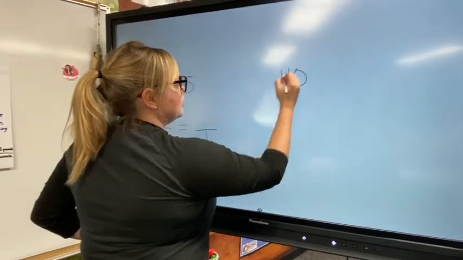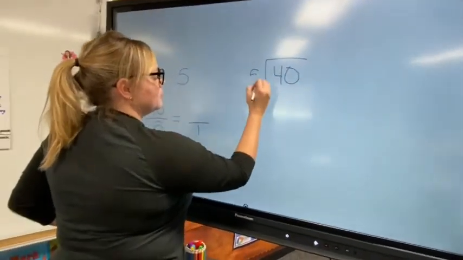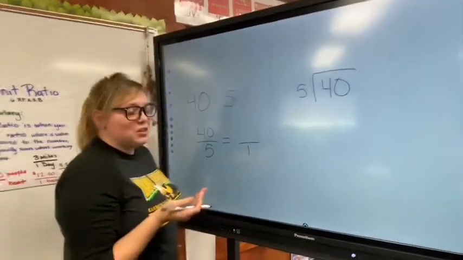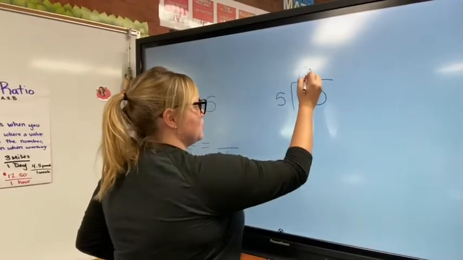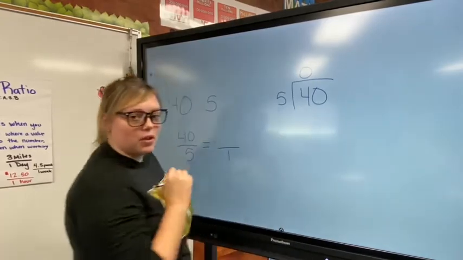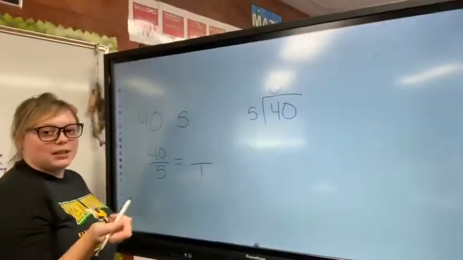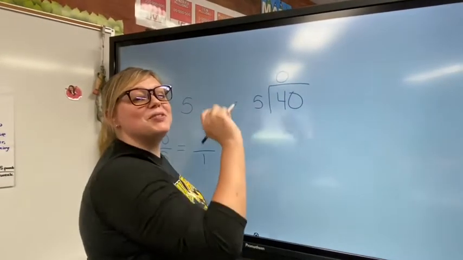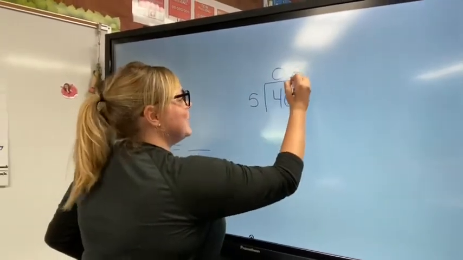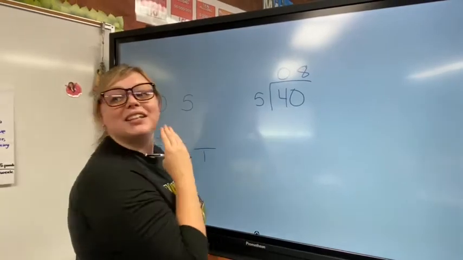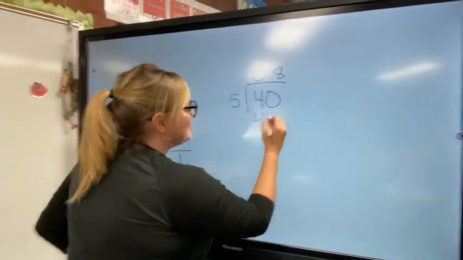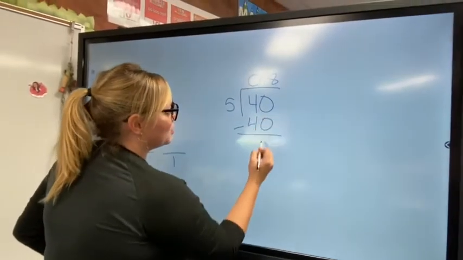40 divided by 5. Can 5 go into 4? No, it can't. So that's 0. But can 5 go into 40? Yeah, how many times? 8. Oh, great job, little one in the back. Yeah. 8. So 8 times 5 is what, class? 40. Oh, awesome. 40. Okay, and then 40 minus 40 is 0.